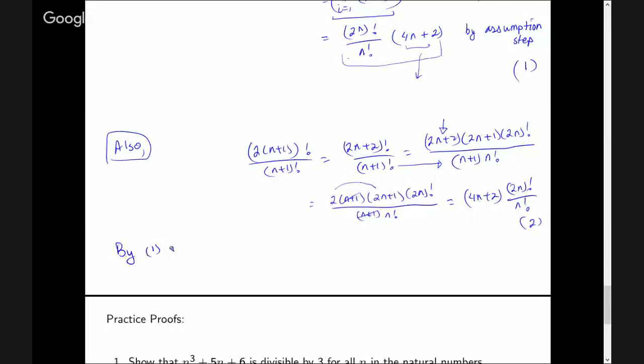By 1 and 2, I know that P of n plus 1 is true because they're both equal in the middle. So P of n plus 1 is true. Thus, by PMI, I know that P of n is true for all n. And we're done with that.